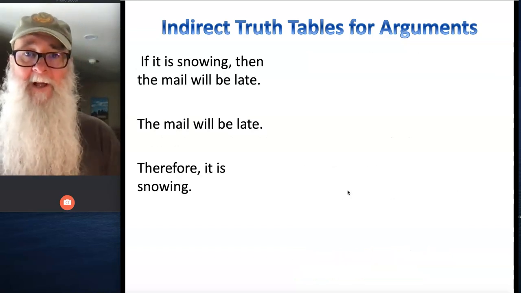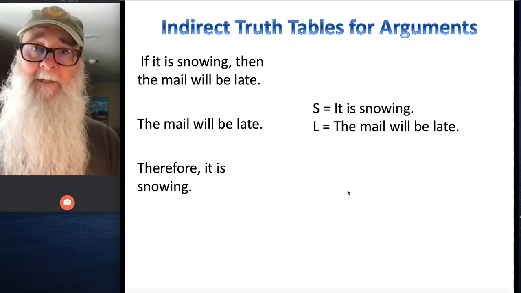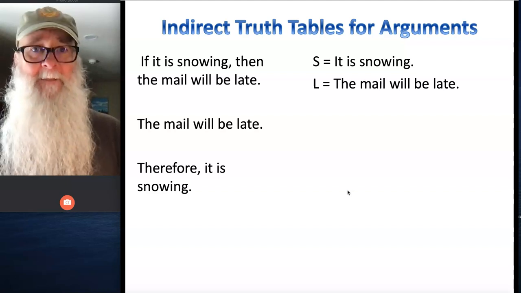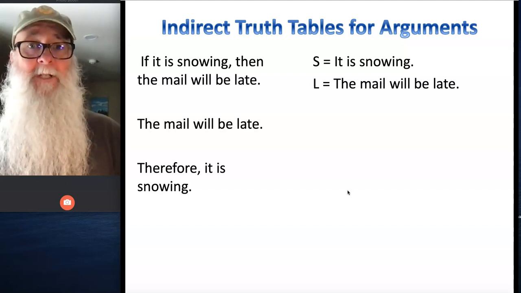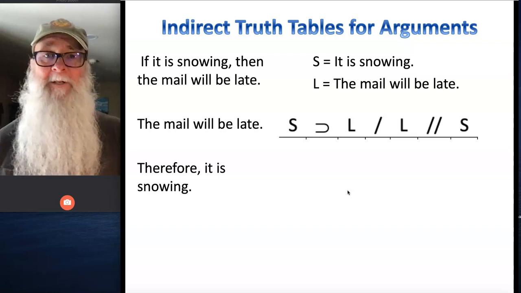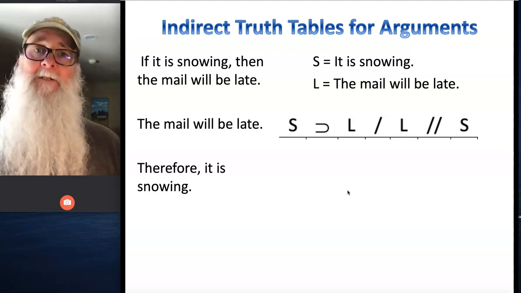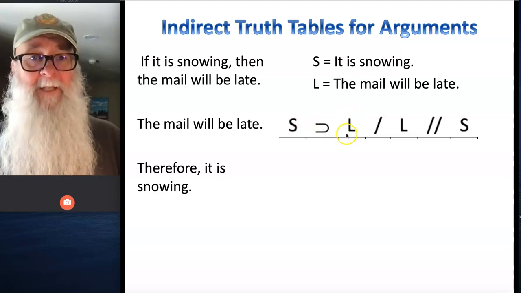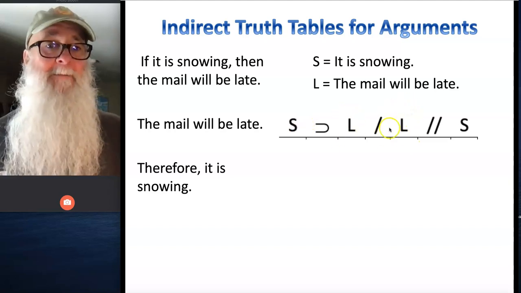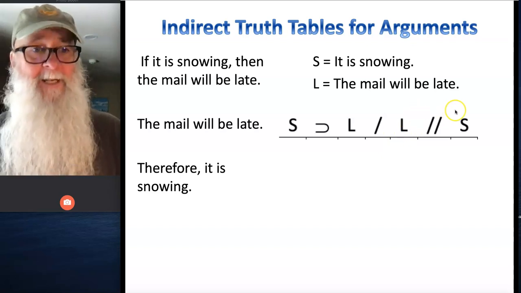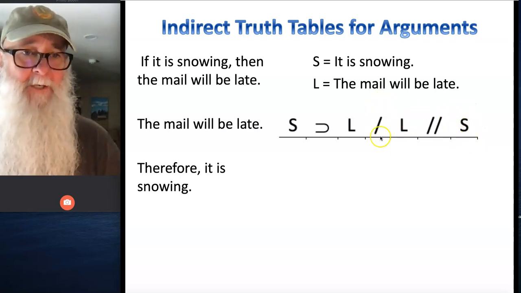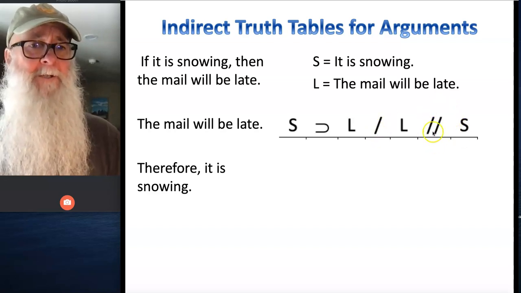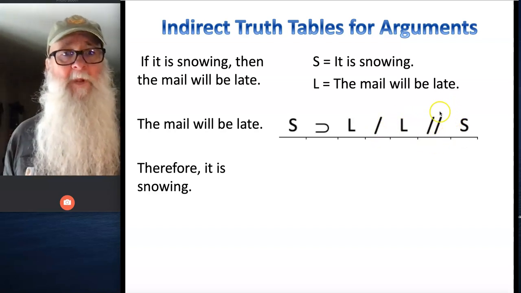exactly how we roll. Okay, so we have our argument, and our first step is the same as it was when we were using ordinary truth tables, and that is to assign the simple statements that comprise the argument individual letters, and then represent the argument on a single line using those letters and our operators. So if it is snowing, the mail will be late is our first premise. The second premise is the mail will be late, and the conclusion is it is snowing. We've marked our premise, we've separated our two premise statements with a single slash, and we've separated our conclusion from the final premise with a double slash.